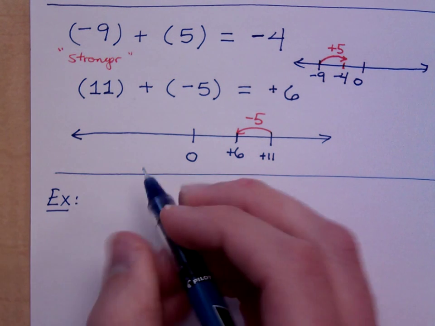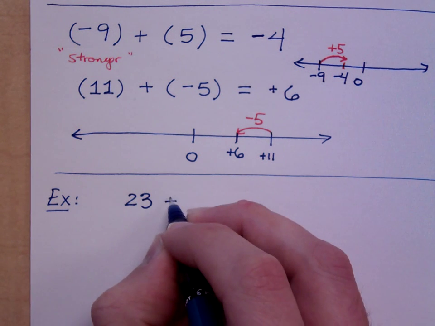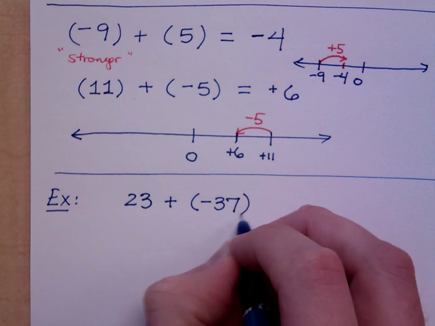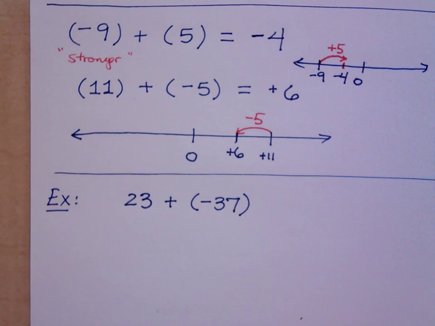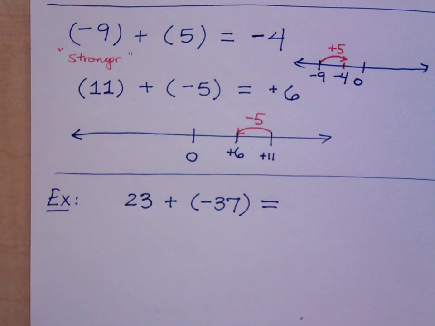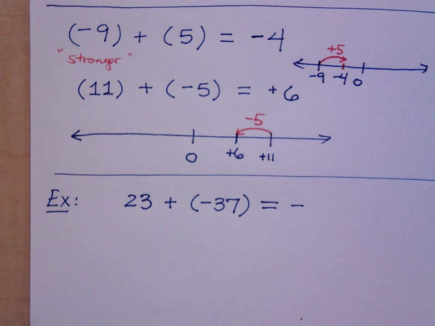If I have 23 plus negative 37. Who's my stronger number? 37. The 37 has the larger absolute value, and since it's negative, I know I'm going to end up with what kind of sign? Negative.